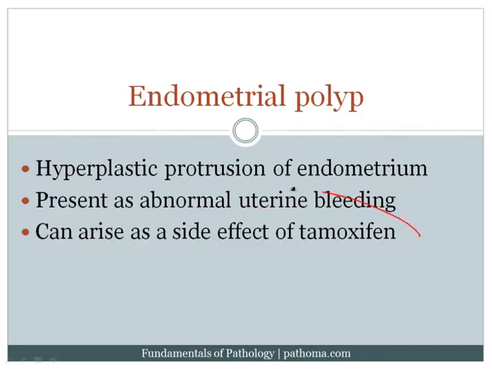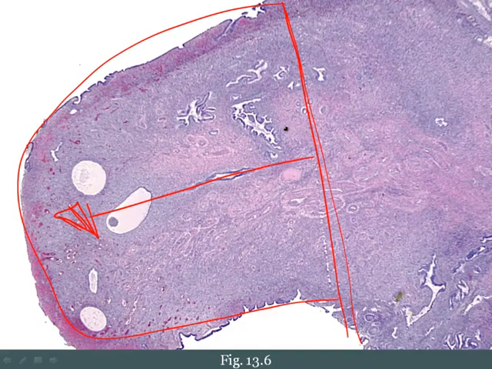Now, one very important high-yield pharm association here is that patients can actually develop endometrial polyps as a side effect of tamoxifen. A little bit counterintuitive because when you think about tamoxifen, you think about its anti-estrogenic effects, especially in the breast. However, tamoxifen is anti-estrogenic on the breast, but it has weak pro-estrogenic effects on the endometrium. And it's those pro-estrogenic effects of tamoxifen that result in the production of an endometrial polyp. This is again the picture of the endometrial polyp, which I've already explained and is present in your text.